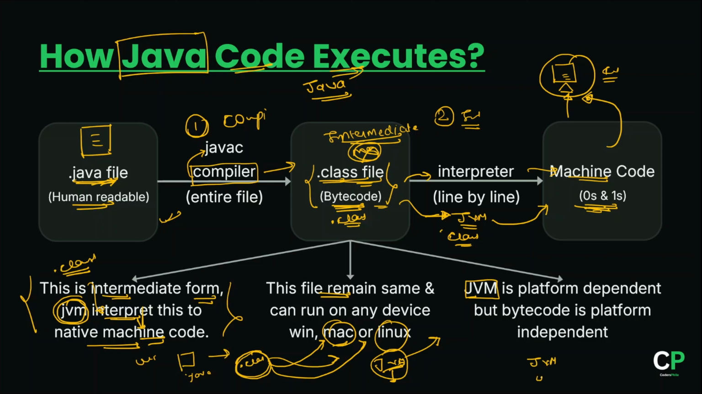For example, in the case of Windows, this JVM is different. In the case of Mac OS, this JVM is different. So in Windows, the .class file is taken by the JVM and converted into the native machine code of the Windows OS. But in the case of Mac OS, this .class file remains the same, and only the JVM changes, and it will convert this into the native machine code of Mac OS. So that's why we say that the JVM is platform dependent, but bytecode is platform independent. Now I hope you understand it.